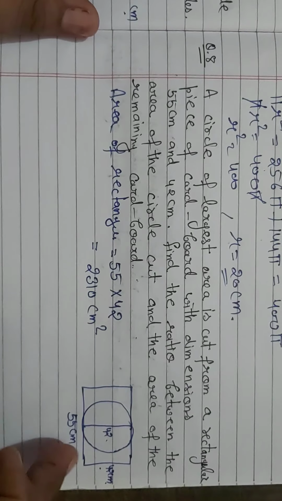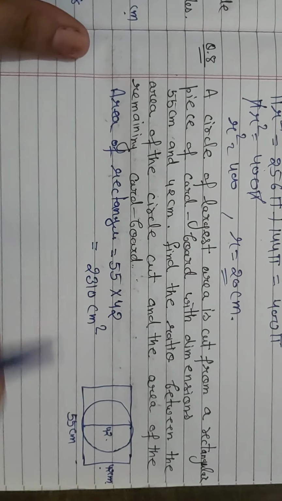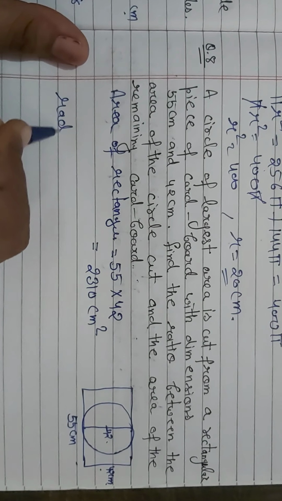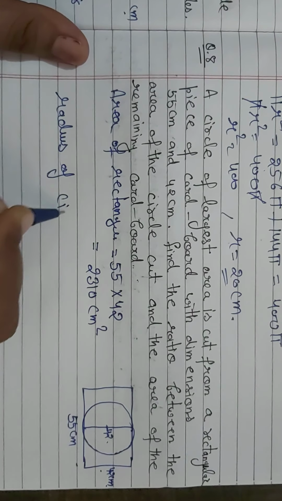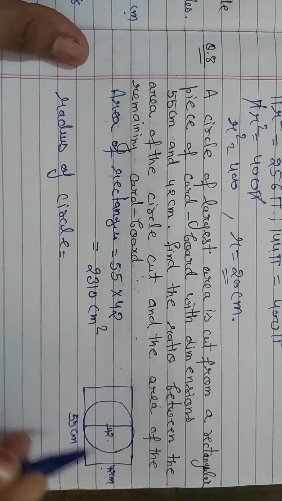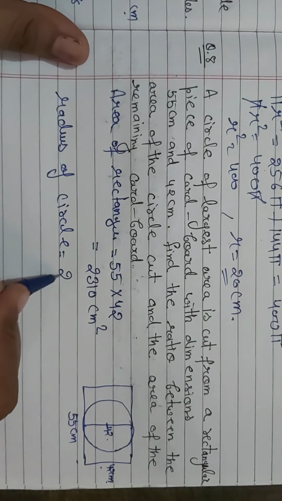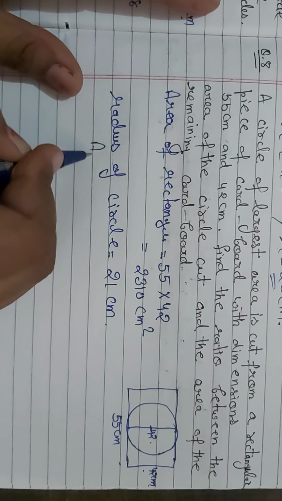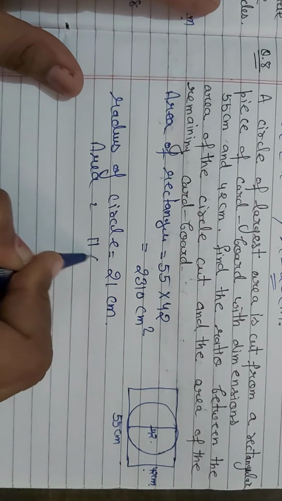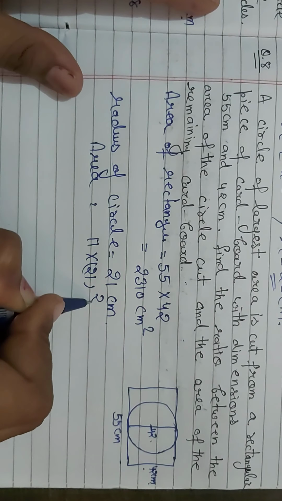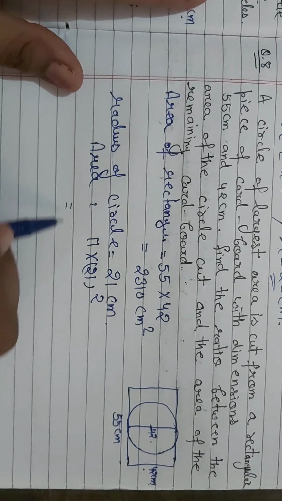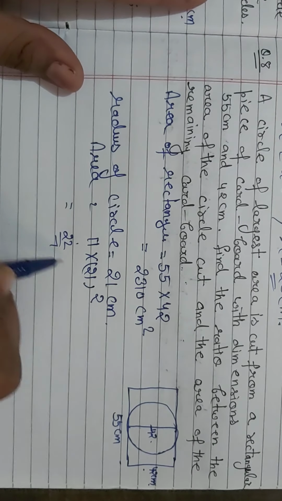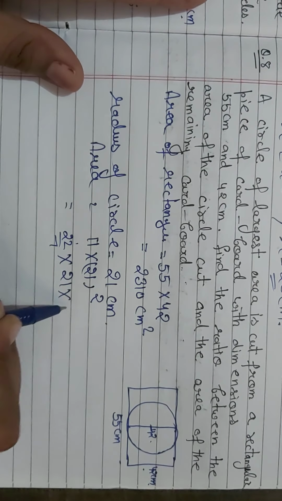Next we find the area of the circle. The radius of the circle is half of the diameter. Radius of circle equal to half of 42, and that is 21 centimeter. Okay, and area of circle equal to pi r square, 21 square. Pi r square, if we put the value of pi, 22 by 7 into 21 into 21.